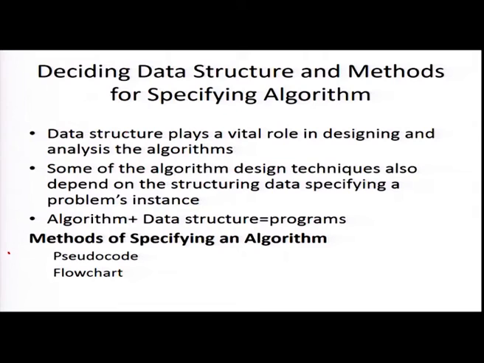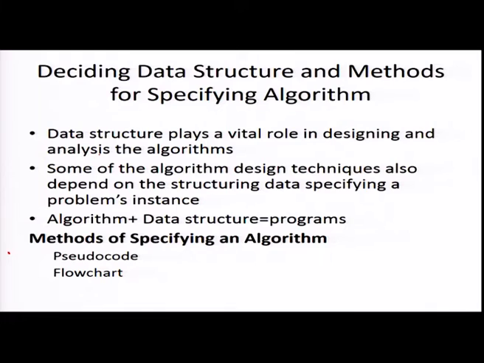Then next is about deciding the data structure and methods for specifying an algorithm. Now, how do you decide a data structure? So, what is a data structure? A data that has been in a structured form. So, a data structure plays a vital role in designing and in analysis of the algorithms.